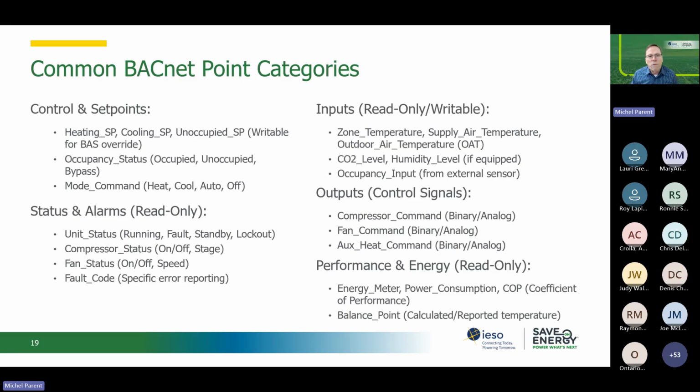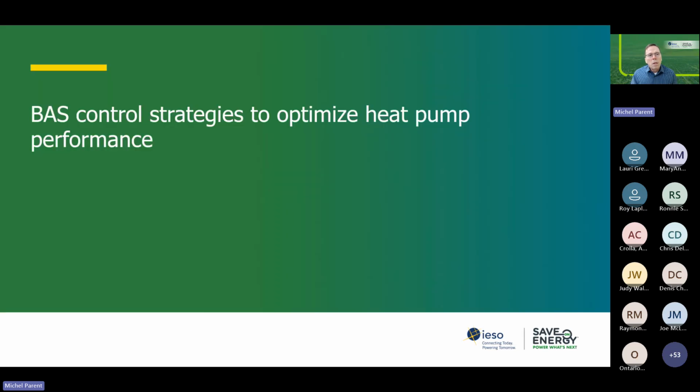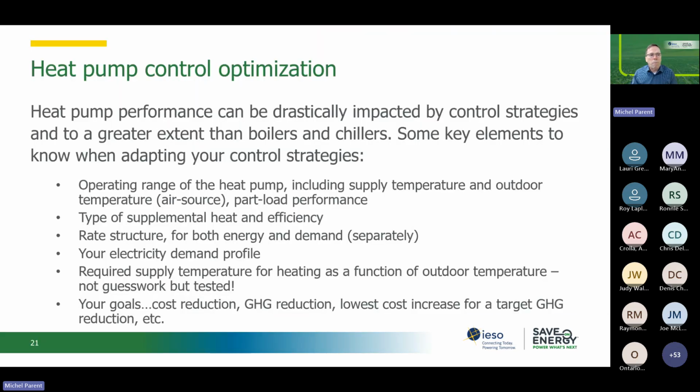Here's a summary of the main points that you would have if you had a BACnet controller. So let's assume you've got your BAS, you've got this BACnet controller, you've got your standard points as we saw before: supply temperature, supply water or supply air temperature, the status of the heat pump. You now want to optimize the control strategies for your heat pump. So some key elements need to be considered when you start optimizing your heat pump.